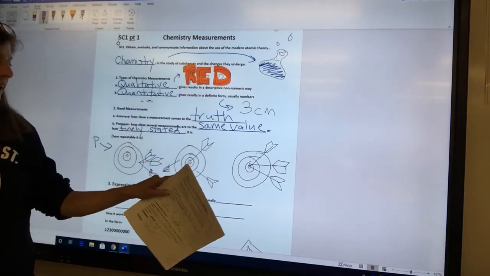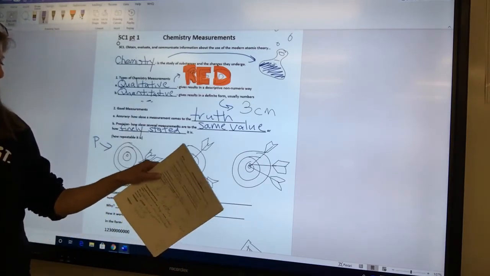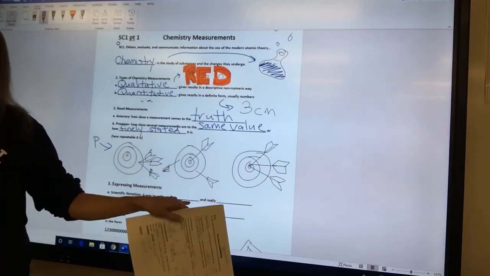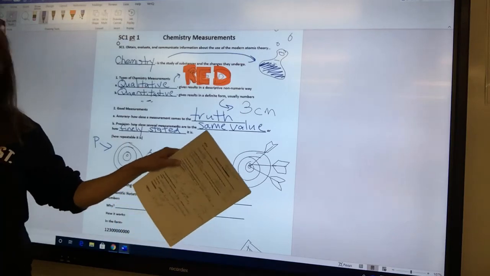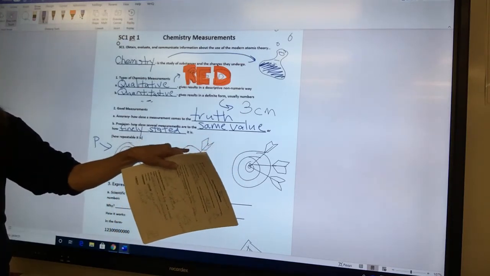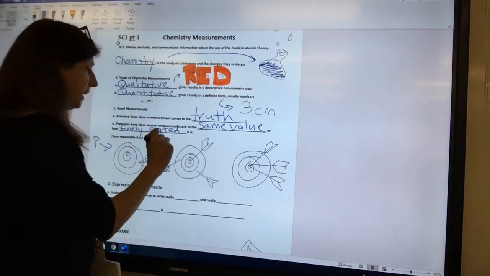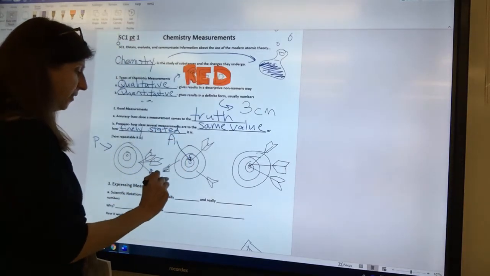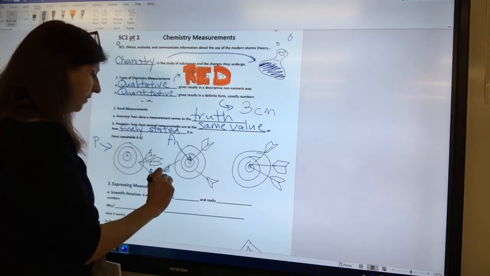What about this one? Here, I've got them all over the place. So is it precise? No. One of them's accurate. That one's accurate, but they are not precise. So only that one is accurate. Both of those are neither.